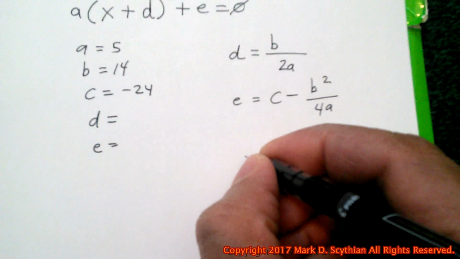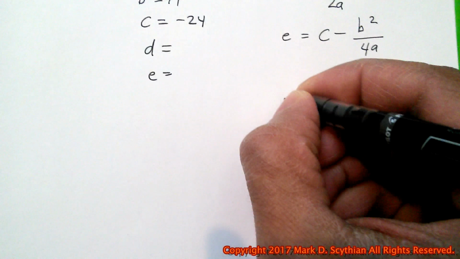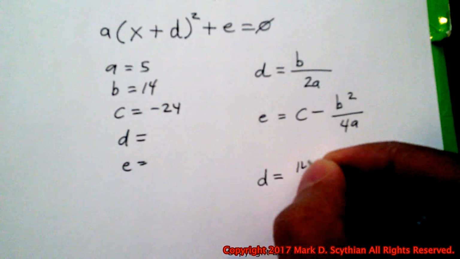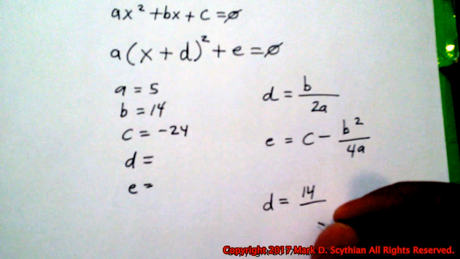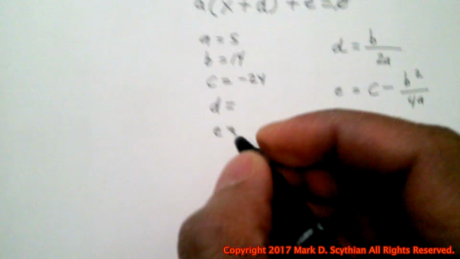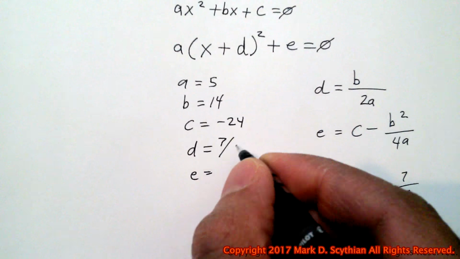So I'll do that right here. So d is equal to b, 14, over 2 times a, or 2 times 5, so 10. That reduces down to 7/5. So we already got d.